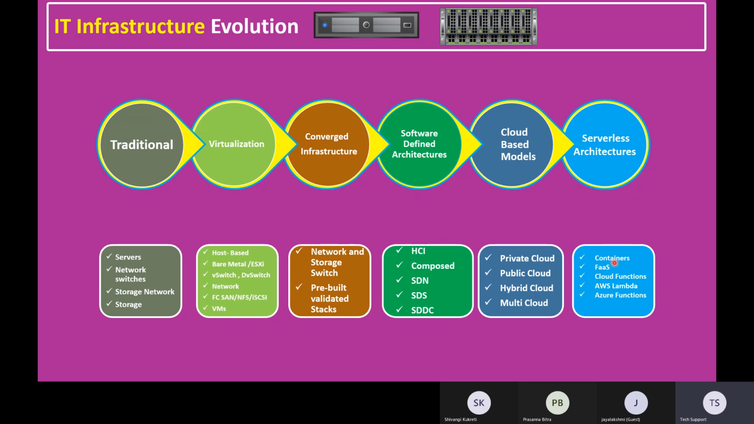After containers, there is another advanced concept called FaaS, which means function as a service. The three most popular public cloud vendors are Amazon, Microsoft Azure, and Google Cloud, and they have already released FaaS products. Google's product is Cloud Functions, Amazon Web Services' product is Lambda, and Microsoft Azure's FaaS product is Functions.